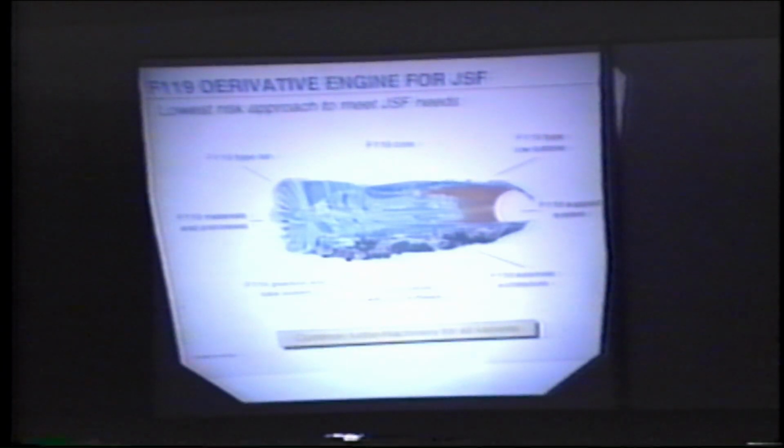Controls, we use the same controls we had in the 119. The 119 controls are redundant. The actuators have redundant power. They have redundant hydraulics. The only thing that isn't redundant on the engine is where you have an actuator, and that's the push rod. Everything's there except the push rod.